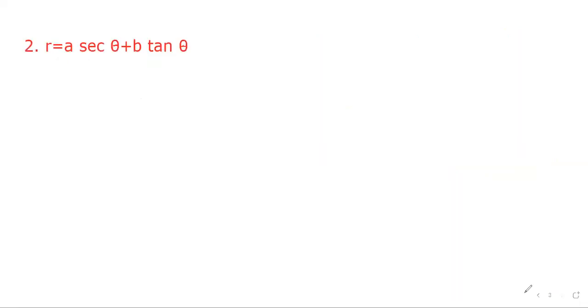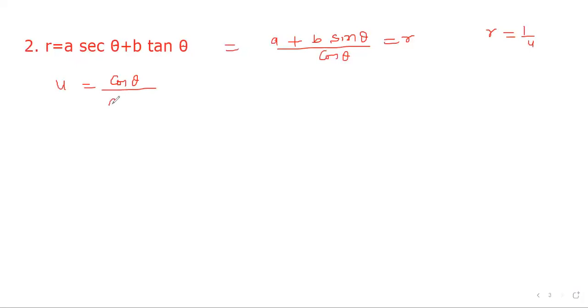Now let's take the second question. We are given r equal to a sec theta plus b tan theta. So we simplify it. Sec theta is 1 upon cos theta. So we write a plus b sine theta divided by cos theta. So this is the value of r. And we are going to put r equal to 1 upon u. So we will get u equal to just the inverse of it, so cos theta divided by a plus b sine theta.